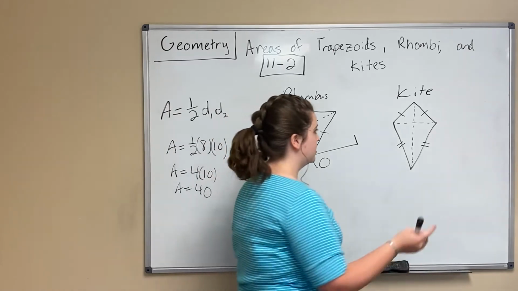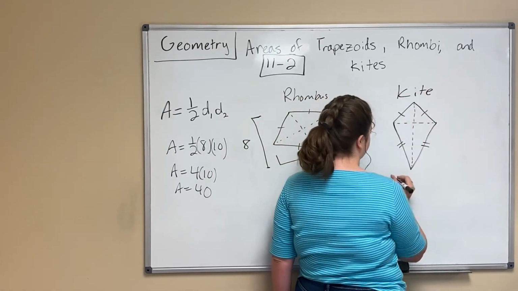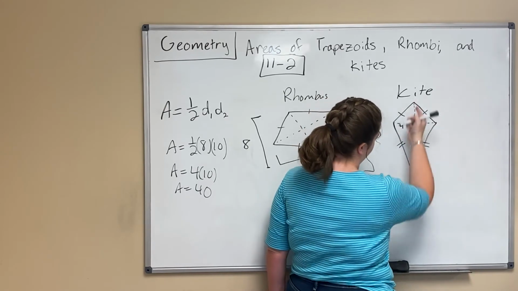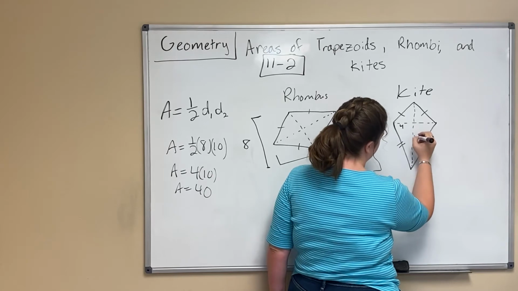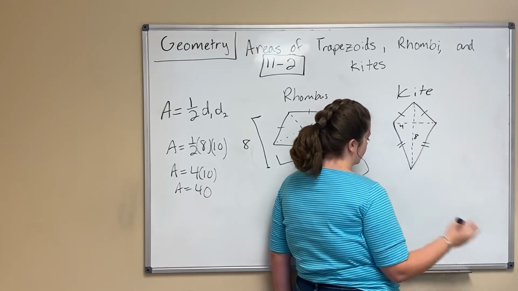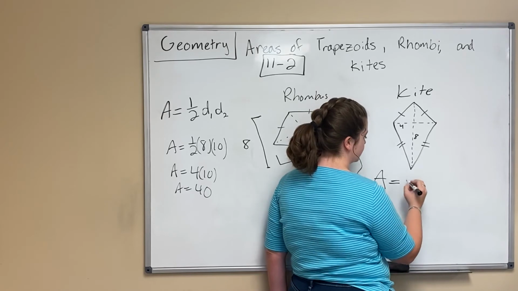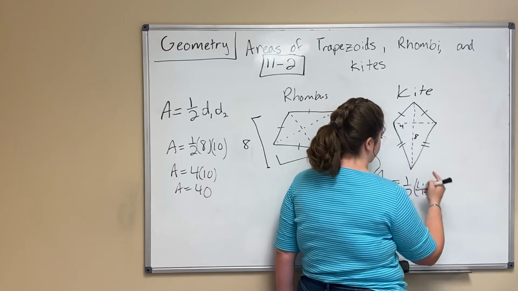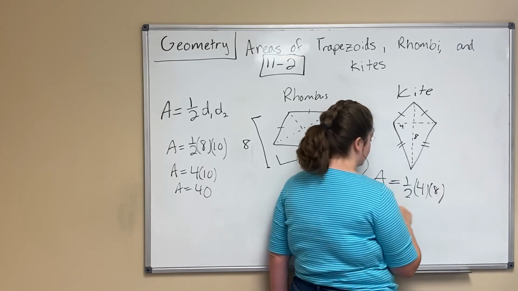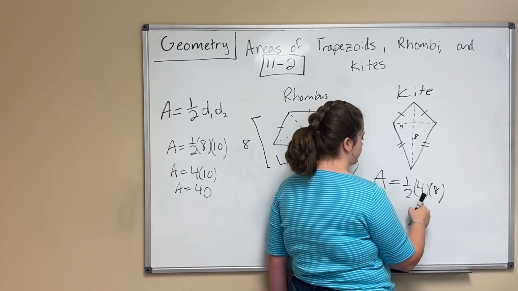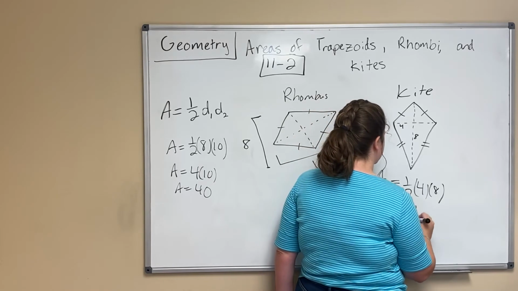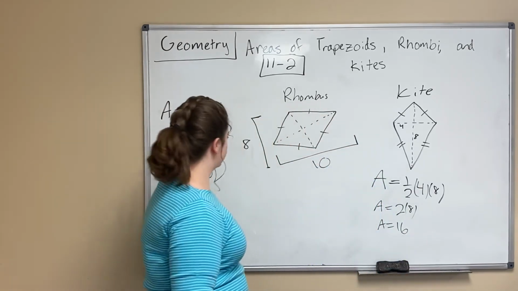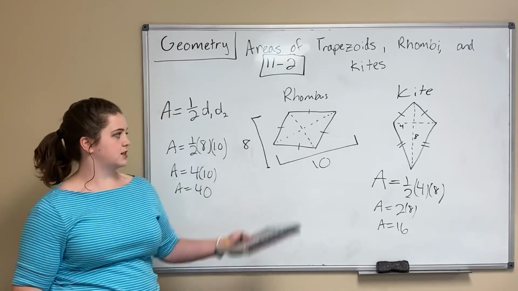For the kite, it'll be the same. Suppose this diagonal here is 4 and its long one is 8. I'm still going to take my same formula, area equals 1/2 times its diagonal times its other diagonal, and I'm going to solve. A equals 1/2 times 4, which is 2, times 8. 2 times 8 is 16. So the area of that one was 40, the area of that one was 16, based on the measurements I gave.